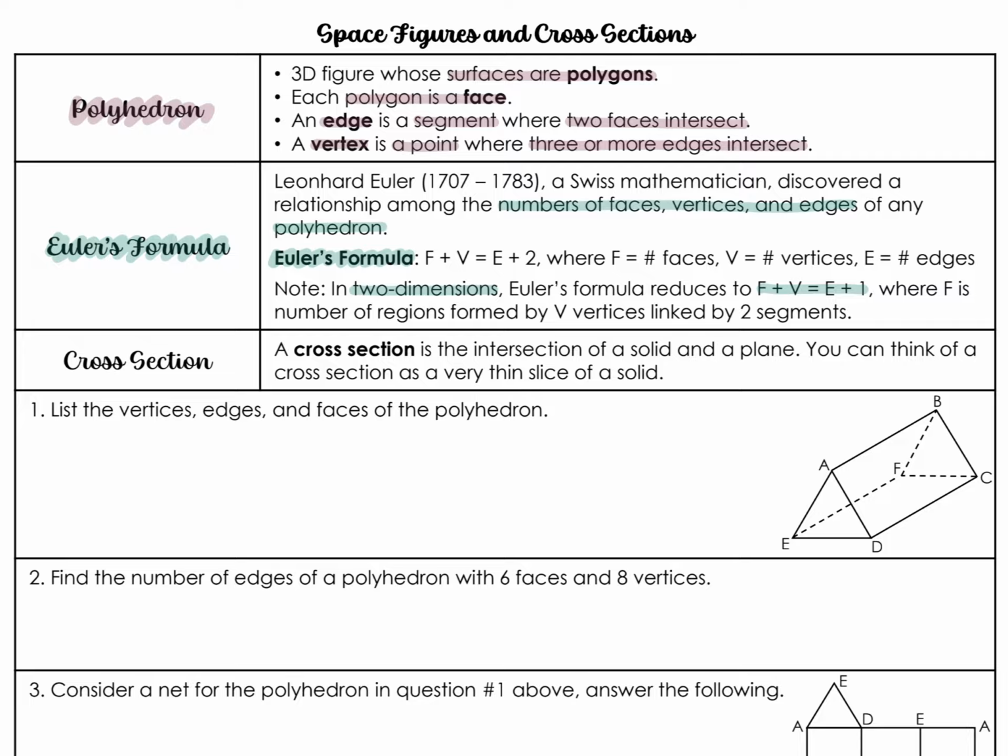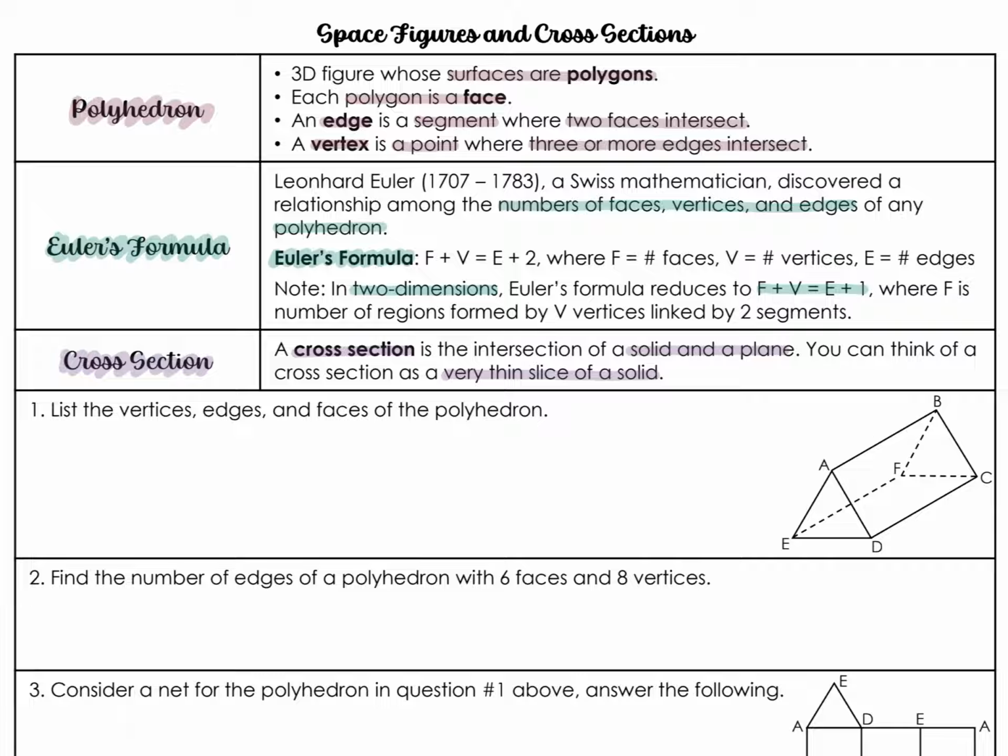And lastly, before we get into our practice problems, we have cross-section. A cross-section is going to be the intersection of a solid and a plane. You can think of a cross-section as a very thin slice of the solid.